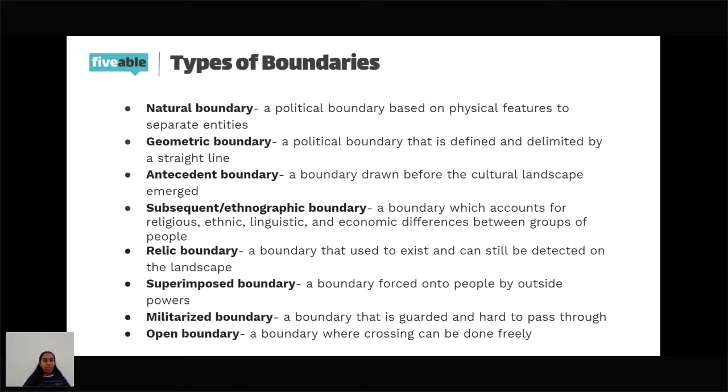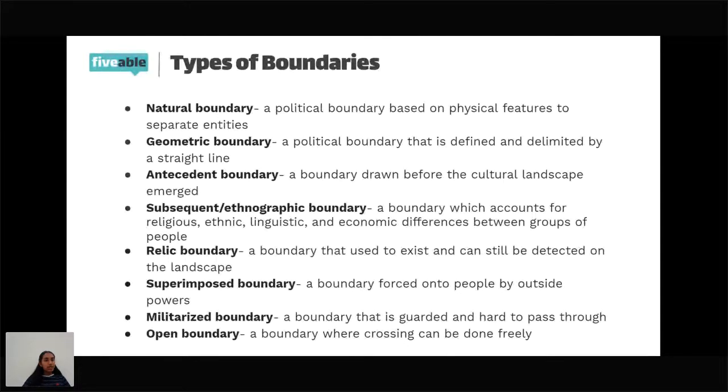Next, an antecedent boundary is a boundary drawn before the cultural landscape emerged. And a common example of this would be the boundary between the United States and Canada, which was made across the 49th parallel. So what happened was that people drew the boundary between the United States and Canada, and the cultural groups developed because of the boundary. And they developed after the boundary was made, so there was no reason for that boundary to be made only because they were just trying to separate the two countries.